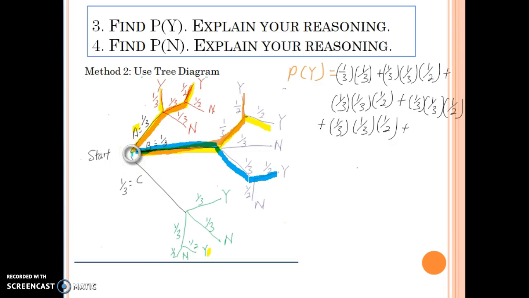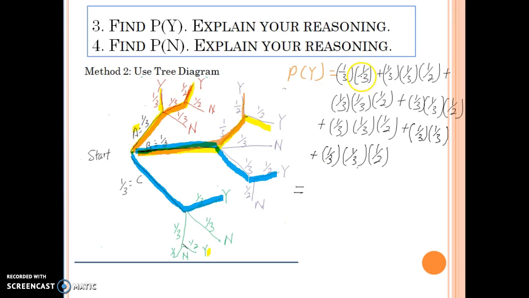So now I'm looking at C. This is one way of getting a yes. So let me write it down. It's 1/3 times 1/3, plus the next route, which will be going down here, then going down this line, and then going down here. So it'll be 1/3 times 1/3 times 1/2. That's a lot of fractions to multiply, so we'll multiply it.